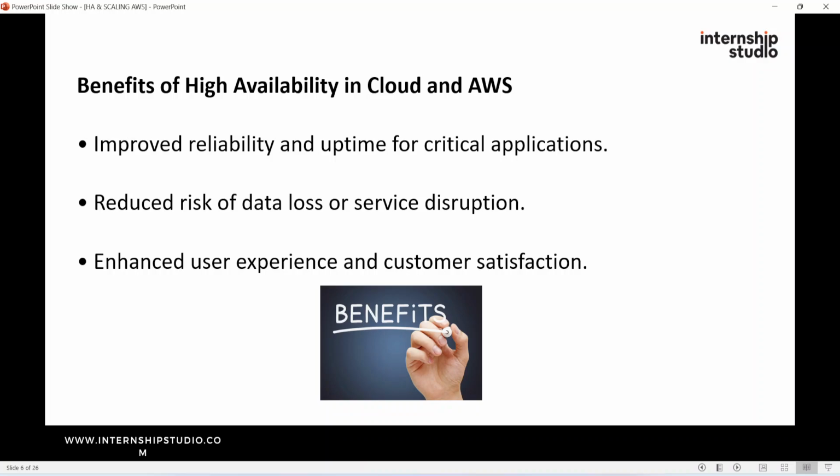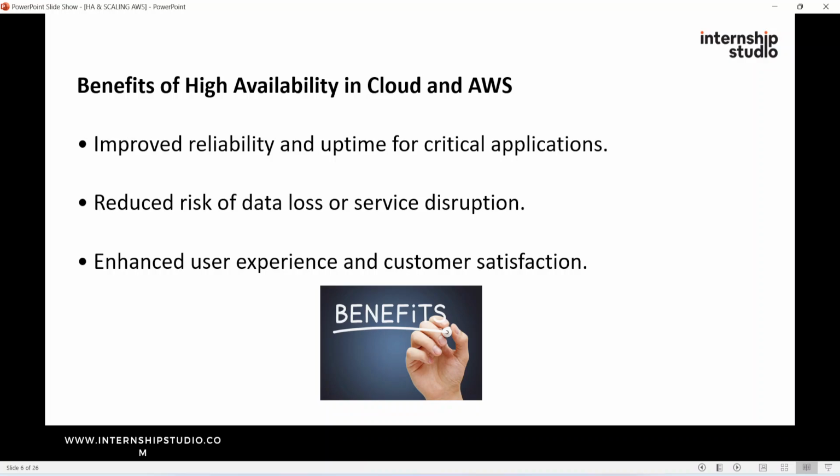Next, it also fosters business continuity. High availability ensures business continuity for Flipkart. Even if one part of the infrastructure experiences issues, other redundant systems can seamlessly take over. This resilience safeguards against potential revenue loss for them and also for its stakeholders, and maintains the overall functionality of the application.